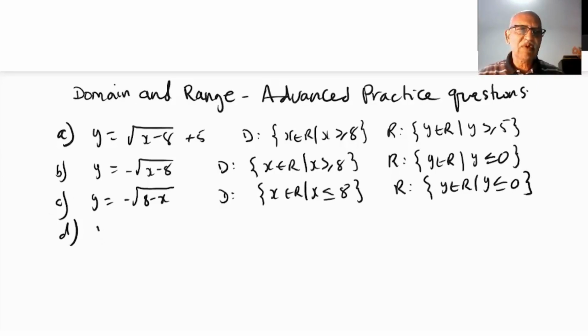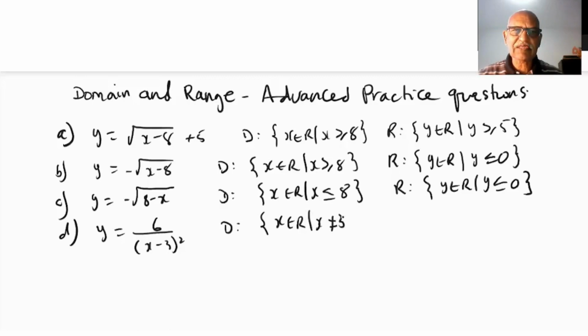So if I have y equals 6 over (x minus 3) squared, whenever we have a denominator and the denominator has a variable, then the denominator can never be equal to 0. Therefore, we ask what makes the denominator equal to 0. The denominator equals 0 when x is 3. Therefore, x must not be equal to 3.